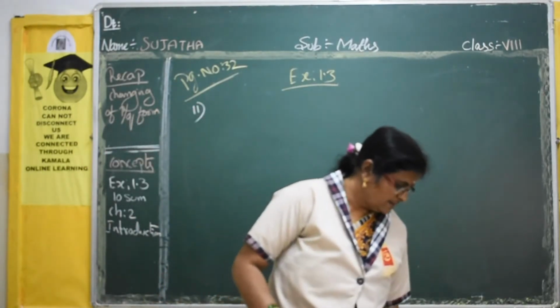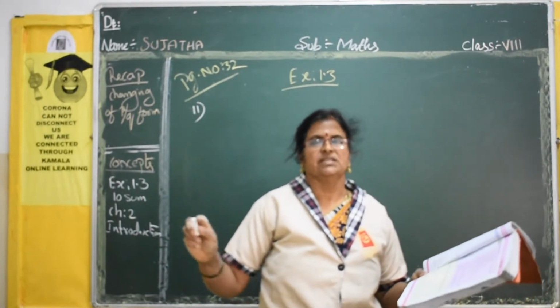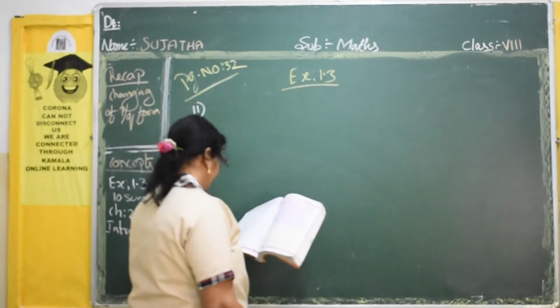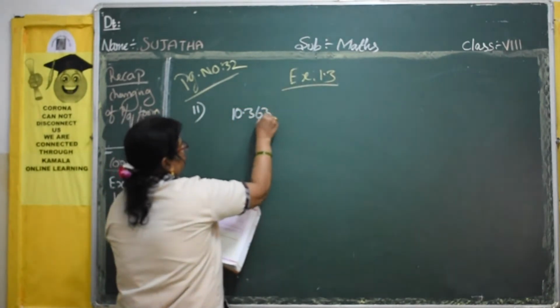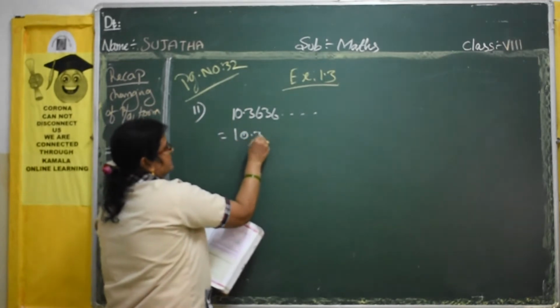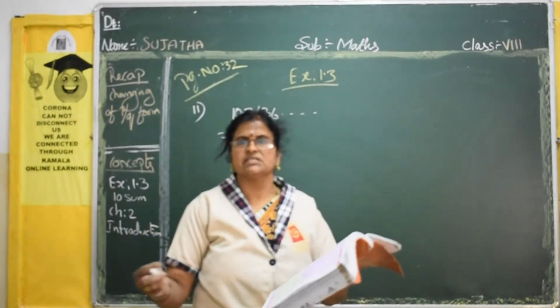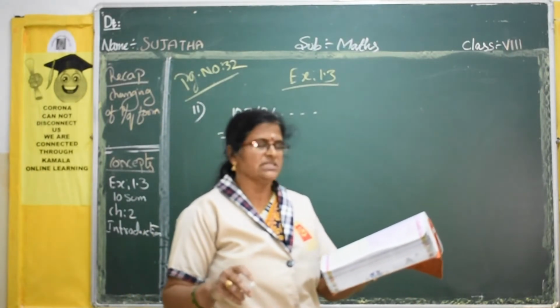So what is given? One repeating decimal, that is 10.363636 and so on. It is a non-terminating recurring decimal. We can write it as 10.36 bar, which is repeated. Now what you have to do is write it in the simplest form.